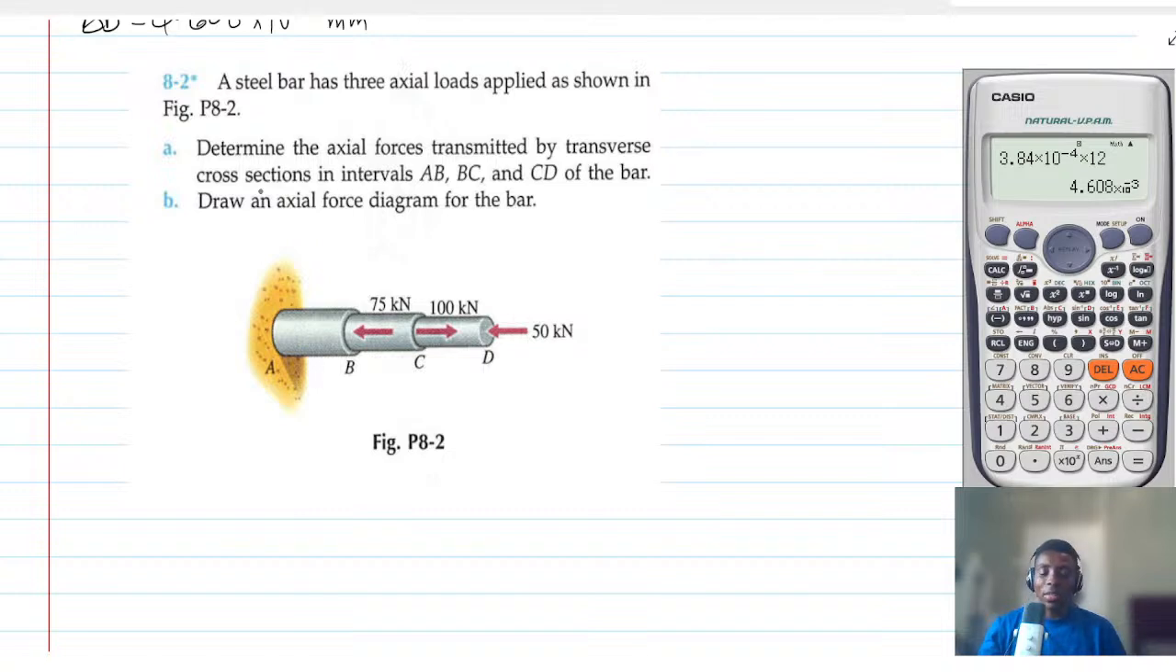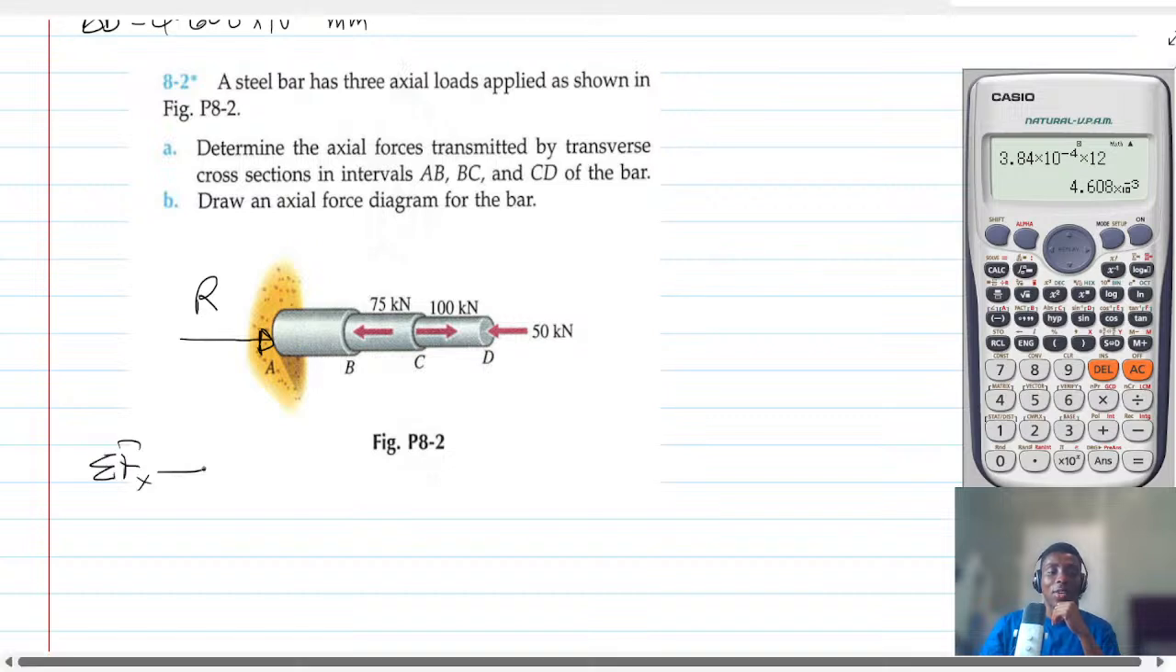So for this question, let me go straight forward. There is a support here, so there will be a support reaction. That support reaction will be in this form, let's say R. So first of all, you have to sum forces along the x, positive to be 0.